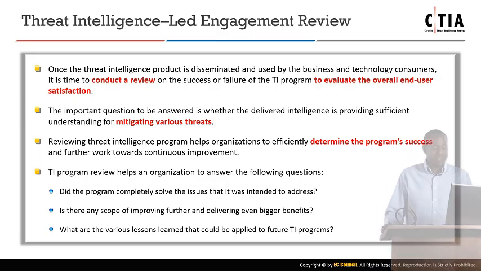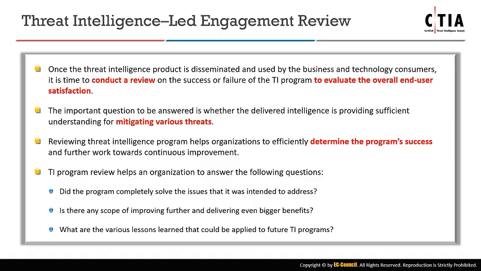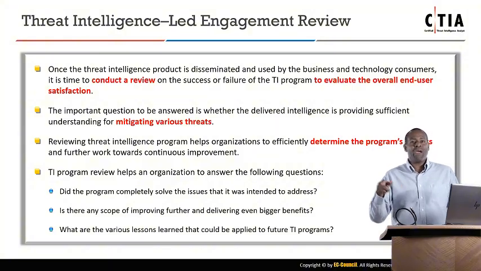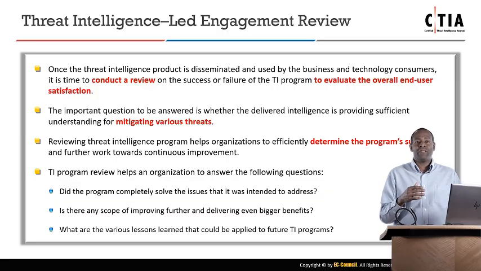So reviewing the threat intelligence program helps the organization to determine the program's success and further work towards continuous improvement. This is an area that's extremely important. Continuous improvement. That means that we review, we find out where we are, find areas that need improvement, we create a method for getting that improvement. We don't just state that it needs improvement, we create a method for getting there. Then we wrap back around and do it again and continually improve.